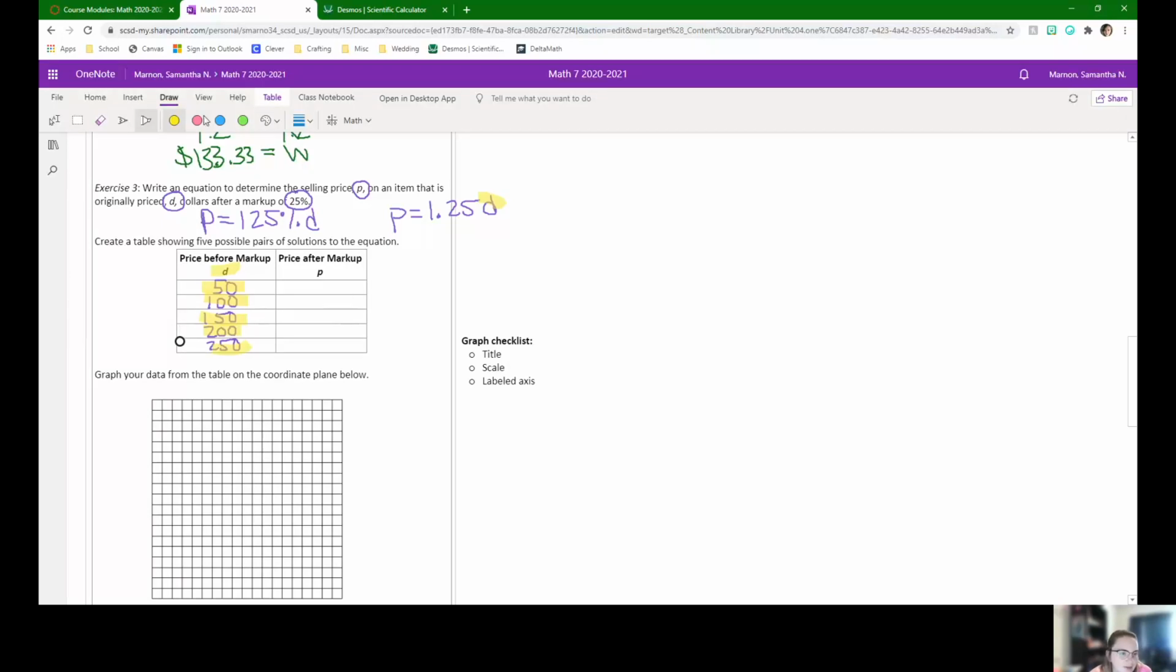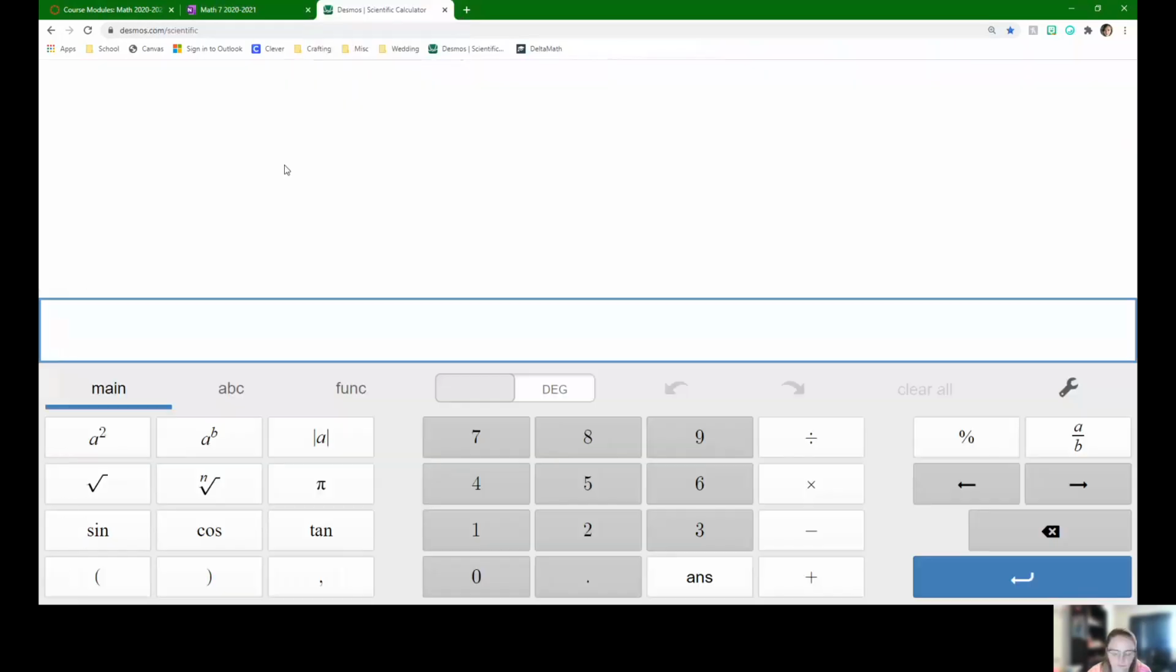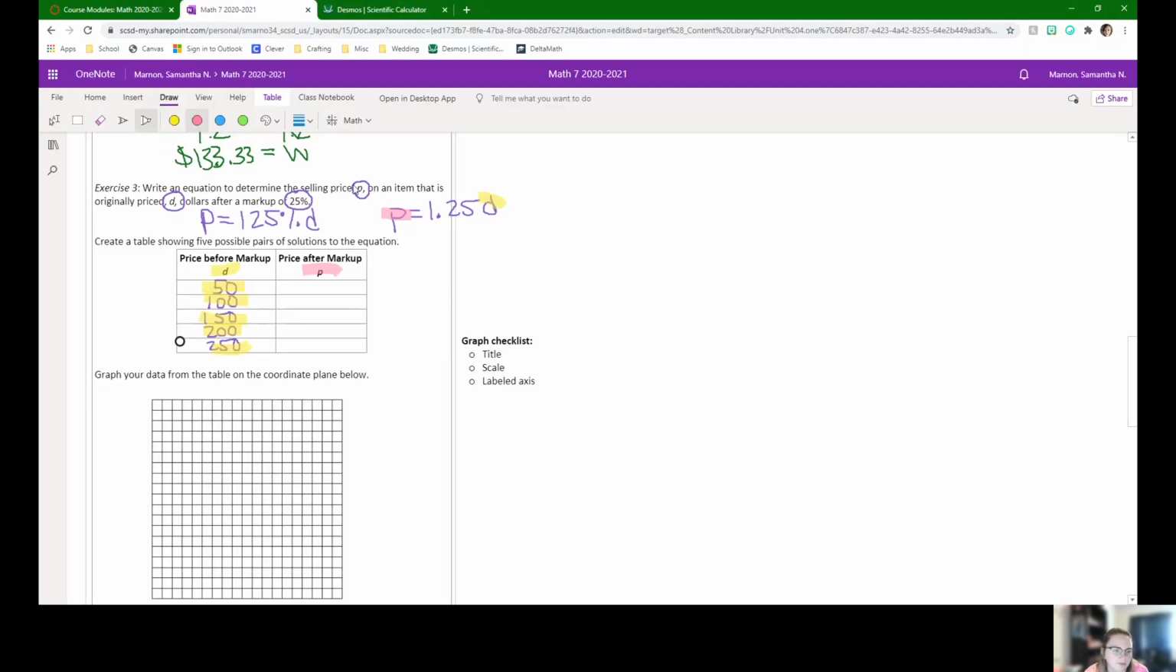Now we need to calculate the price after markup, which is this P. So all we need to do is multiply it by 1.25 and we'll be able to get these answers for this column. So why don't you pause the video and see what you get for our column for the price after markup. Okay, so let's just do this on Desmos. Let's do 50 times 1.25. I got 62.5 for the first one.